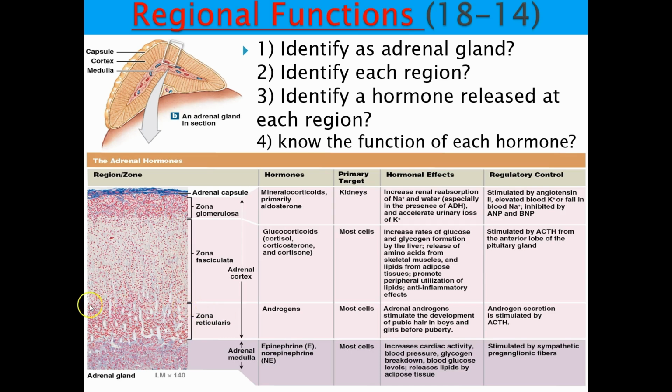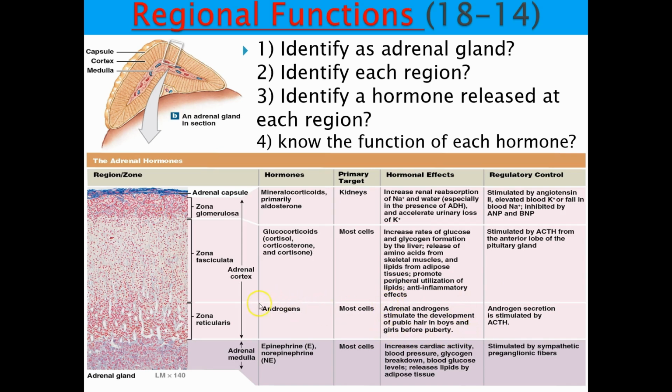Same sort of questions. Can you identify this region? And do you know that it secretes androgens? Okay, and what androgens do is they target most cells. Notice that adrenal androgens stimulate the development of pubic hair in boys and girls before puberty. Androgen secretion is stimulated a little bit by ACTH. Now, the big understanding of androgens is these are primarily precursors for testosterone and precursors to estrogen.